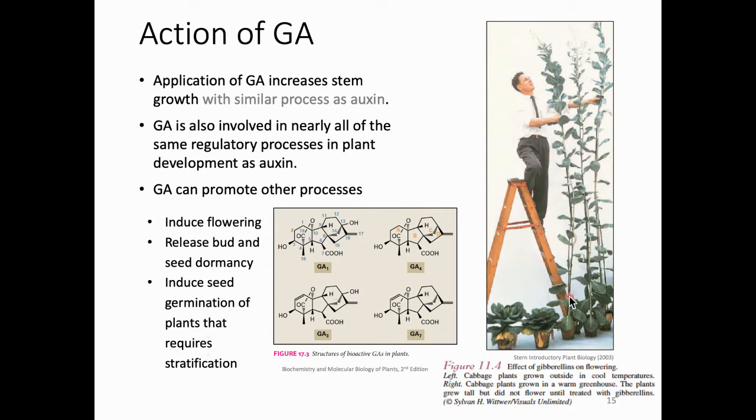Like in this picture, you can see that these two cabbages do not receive more gibberellin, but the other three, you can see that they produce much longer stems and also promote flowering. So GA can promote flowering, release bud and seed dormancy.